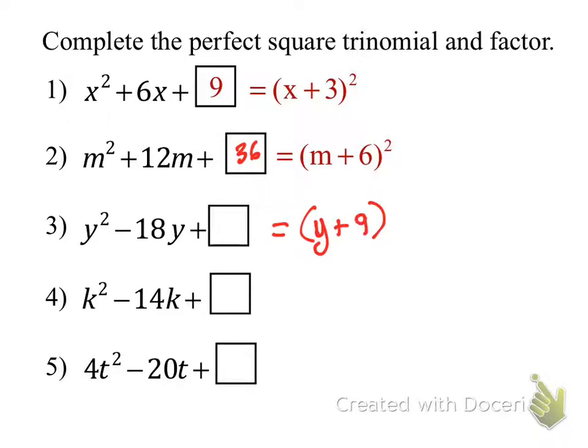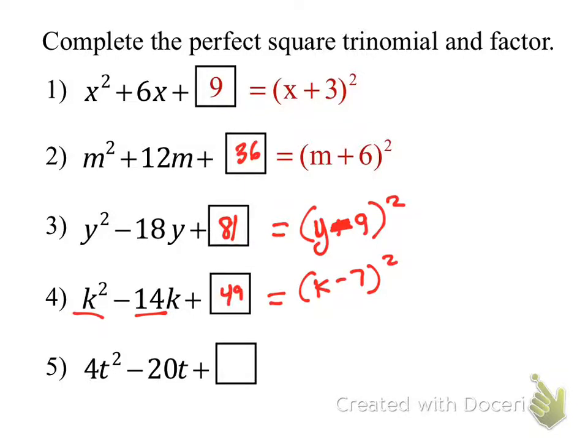Y plus 9. And in the box? 8. Right? Because I'm getting, what's the root of k squared? Minus 9, sorry. What's the root of k squared? K. And then divide that by 2? Minus 7. And we square it, right? And it would be 49 inside.